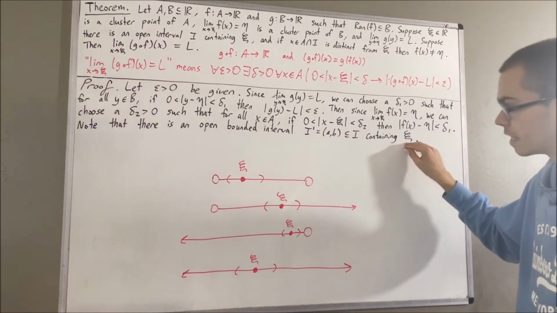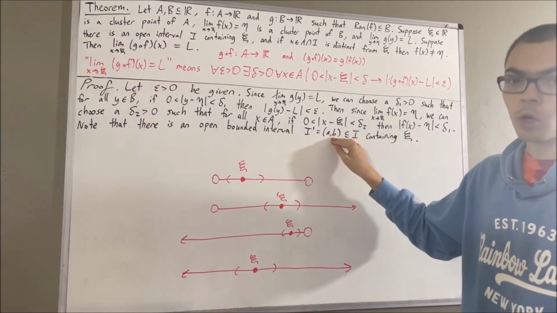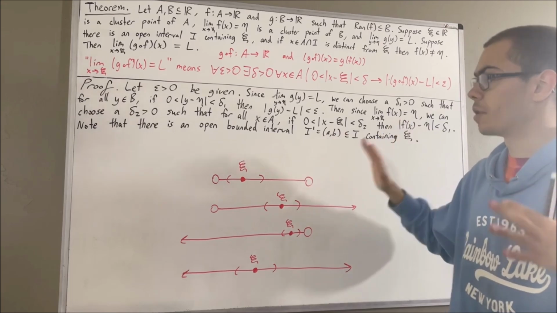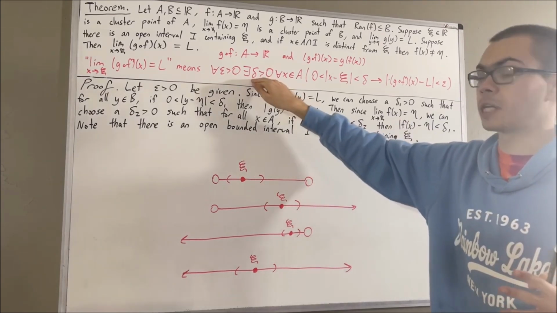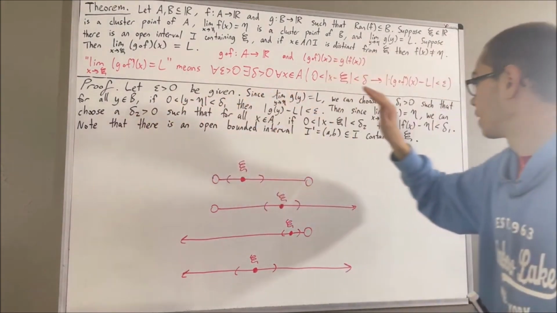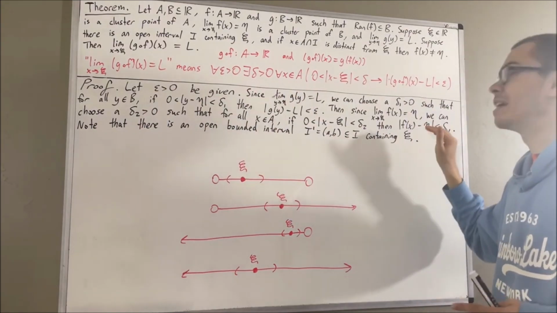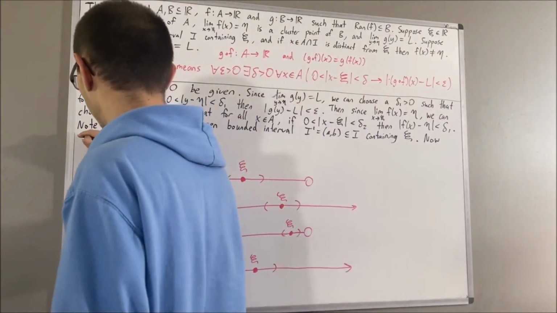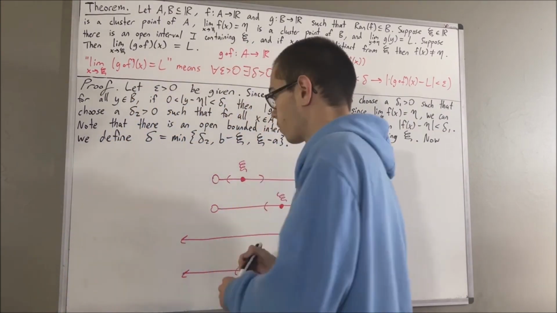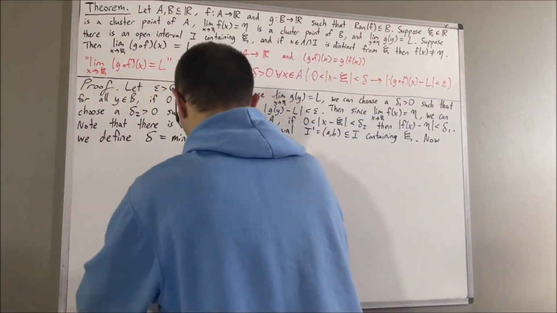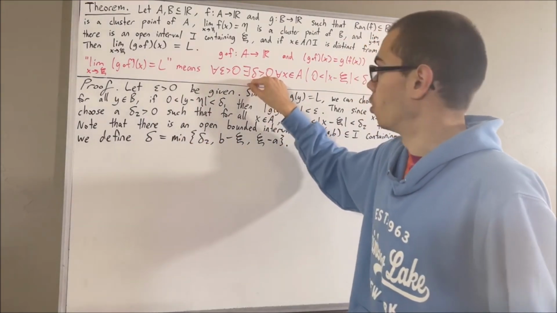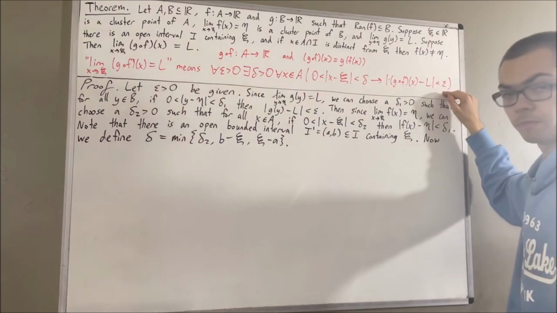Now, since psi is an element of a comma b, this means a is less than psi is less than b. So now, all we have to do is define delta, so that delta is the smaller of delta 2, b minus psi, and psi minus a. So the claim is, with this choice for delta, we can show that this statement is true.